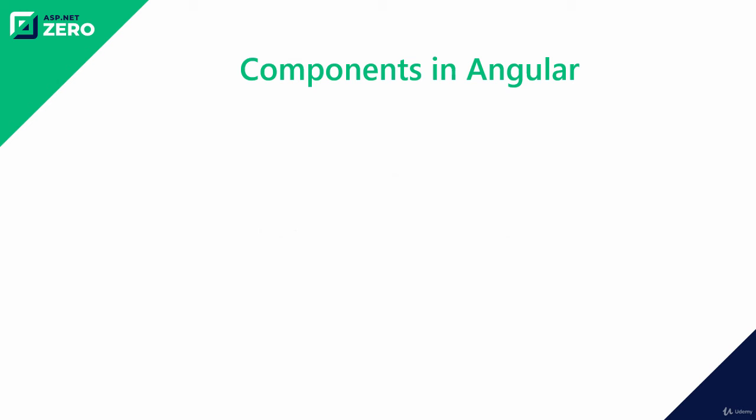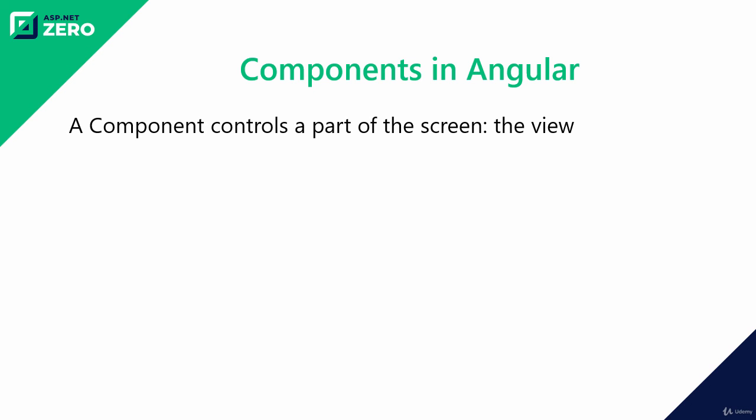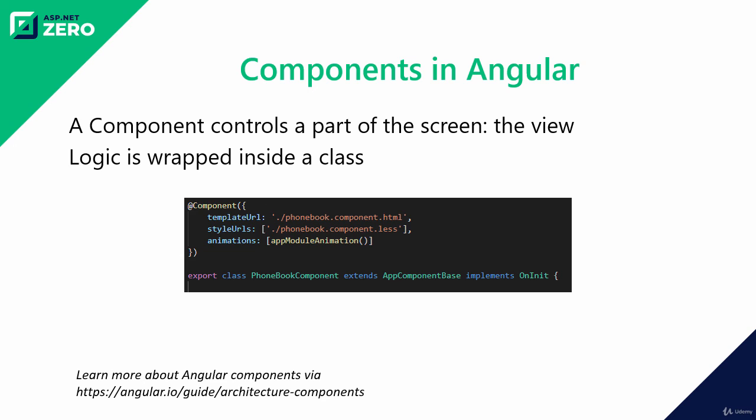Now, next we will be creating our first Angular component. The concept of a component is probably the most important thing to understand. A component contains logic that will control a screen or a part thereof. So we can have a component that controls the menu of the screen, another component can control the logic for our phone book, and so on. Angular components will be wrapped inside a class. And on this class, we will define properties and methods that can be used by the view to interact with it.